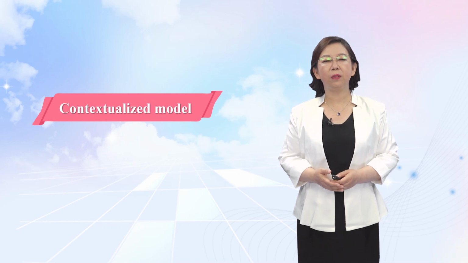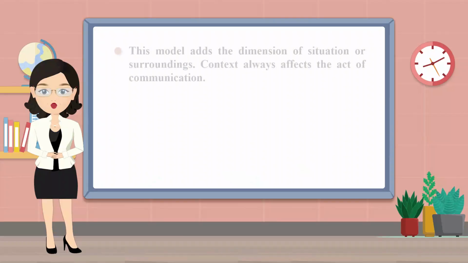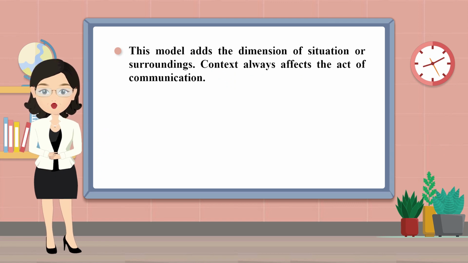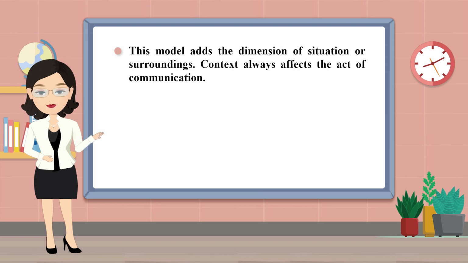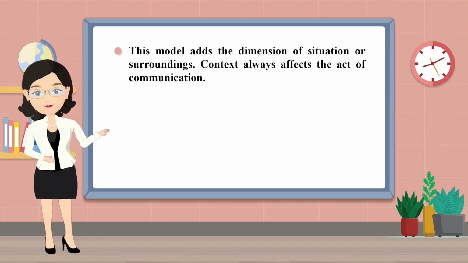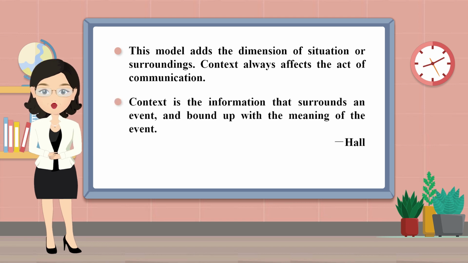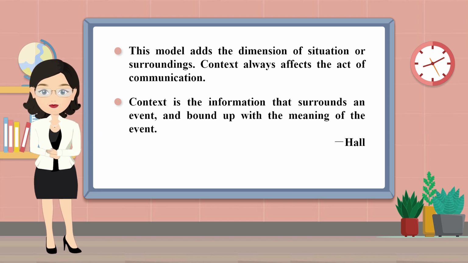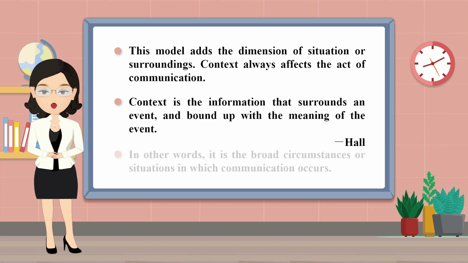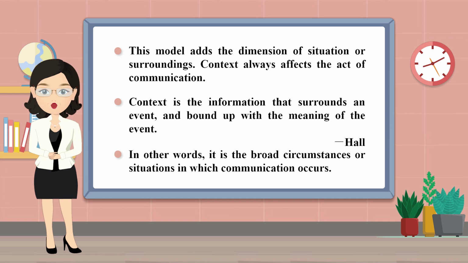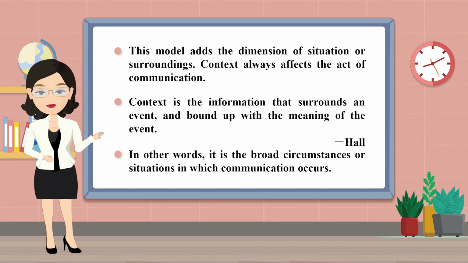Then let's come to the contextualized model. This model adds the dimensions of situation or surroundings. Context always affects the act of communication. What is a context? All communication takes place within a setting or situation, which is called a context. As Hall puts it, context is the information that surrounds an event and is bound up with the meaning of the event. In other words, it is the broad circumstances or situations in which communication occurs.